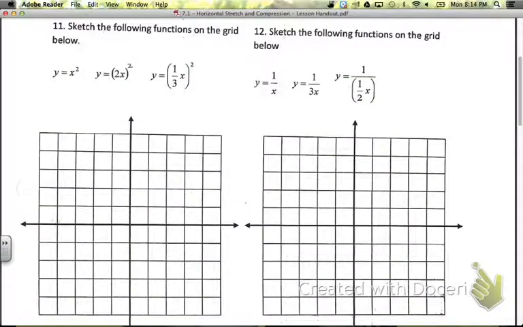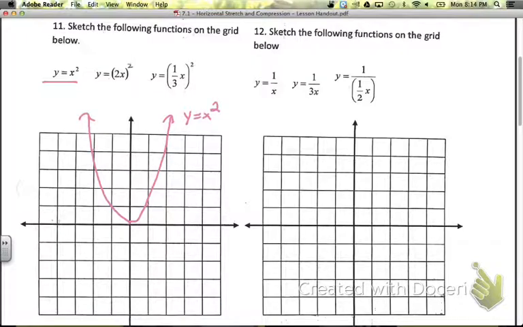So in our first example here, we want to sketch the following functions on the grid below. First, we're going to graph our base function y equals x squared. Again, start at your points 0, 0, 1, 1, and 2, 4. Similarly, the same points on our left-hand side of our origin. We can connect those points. And that is our y equals x squared.